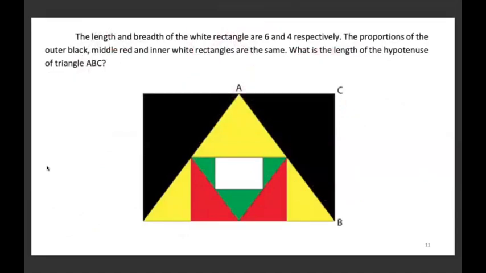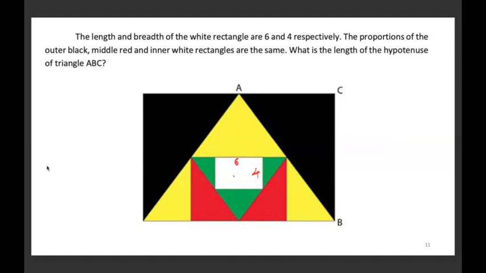The length and breadth of white rectangles are 6 and 4. The proportion of the outer black, middle red, and inner white rectangles are the same. What is the length of the hypotenuse of the triangle ABC? Is what you have to find. The white, the red, and the black proportion is the same. We know the dimensions of white, which is 6 is to 4. First, we'll try to understand what is the relationship between white and red.